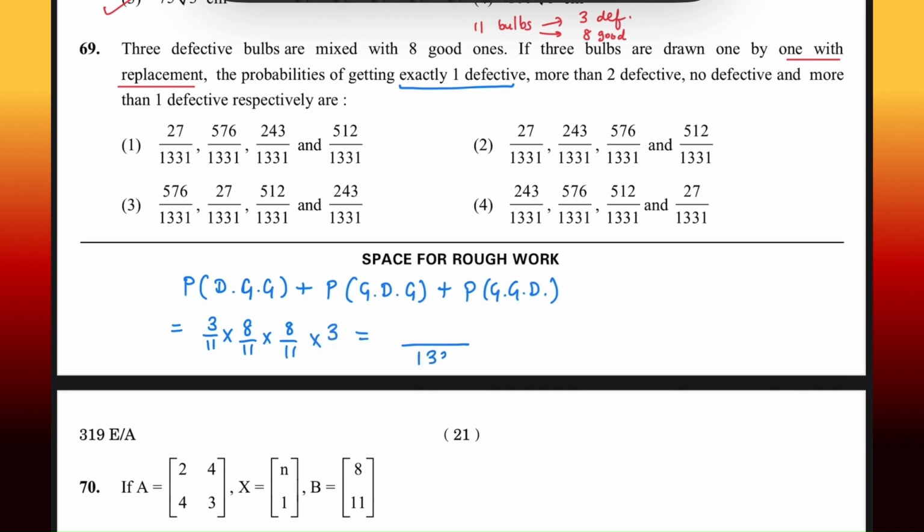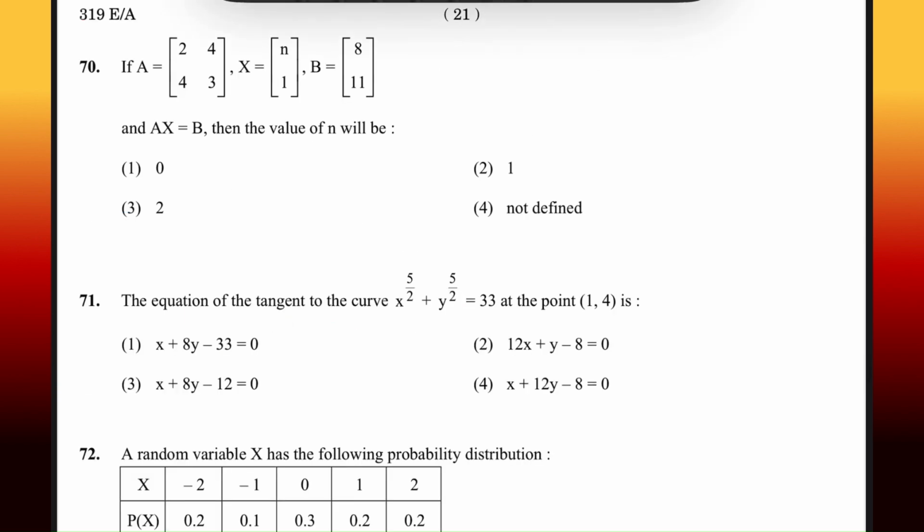That gives me 1331 in the denominator, and then 24 into 24, 576 in the numerator. So option 1 is incorrect, 2 is incorrect, 4 is incorrect. Only option 3 is the correct answer. So we can easily discard 3 options. Moving on to question number 70.